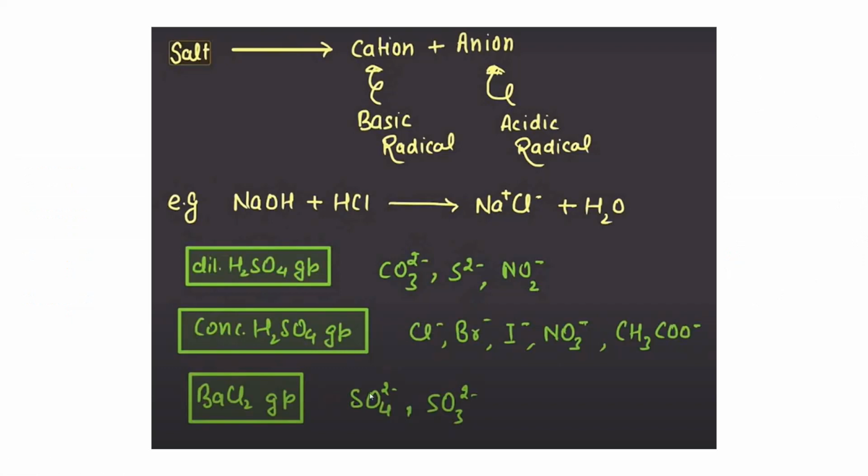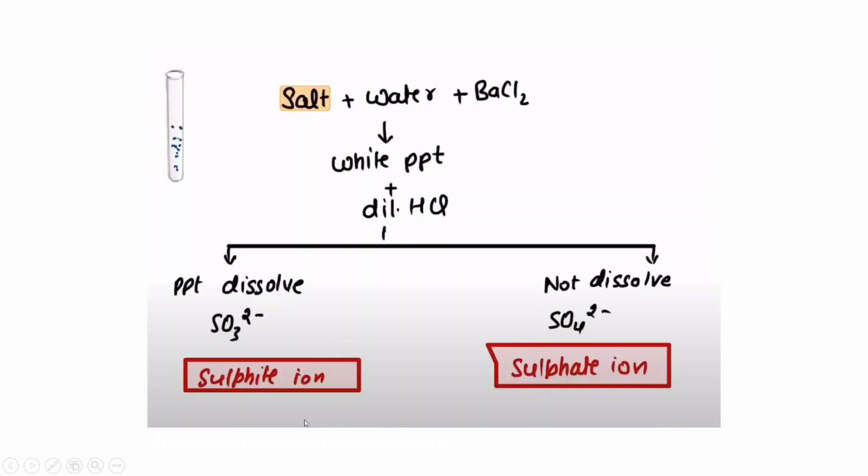So let us start from the basic one, that is the BaCl2 group. We have sulfate and sulfite here. Take a test tube, add some salt, some water, and put some barium chloride solution in that. You will get a white precipitate if sulfate or sulfite is present, right? Along with that white precipitate, add some dilute HCl. If the precipitate does not dissolve, it shows the presence of sulfate ion. If the precipitate dissolves, it shows the presence of sulfite ion. Mostly sulfite will not be there for you, so sulfate you can take, right?